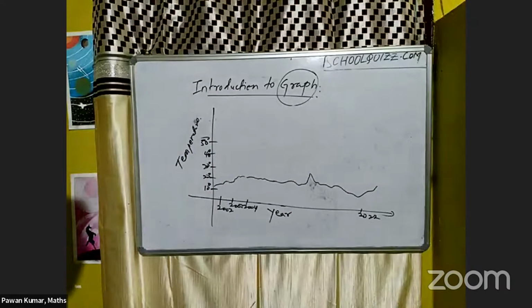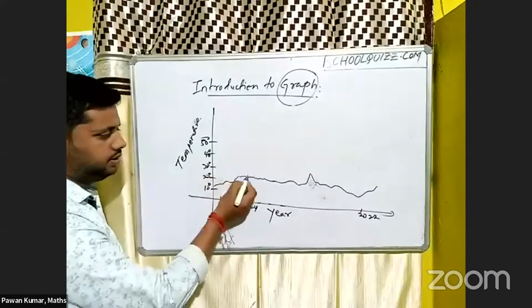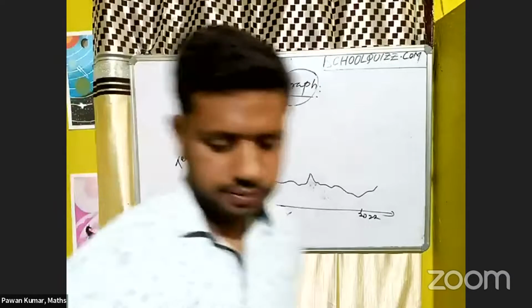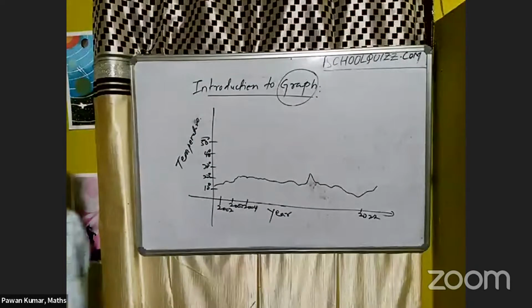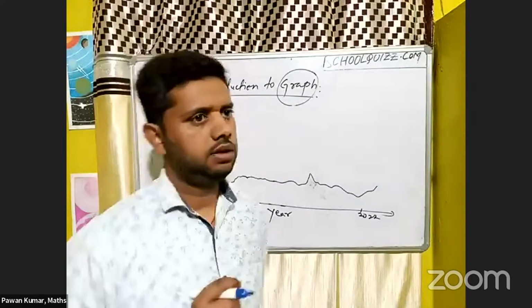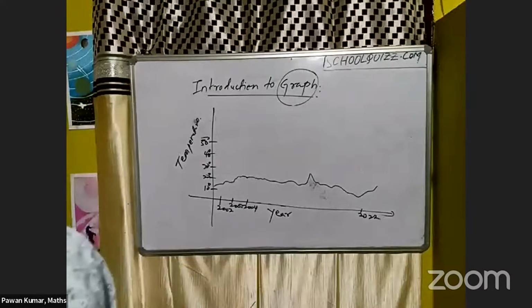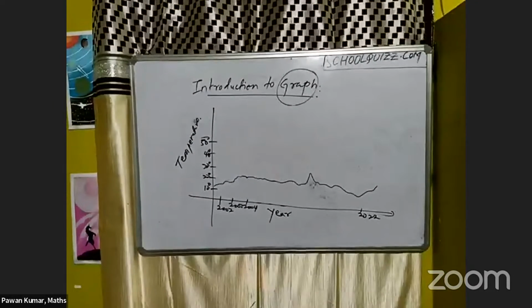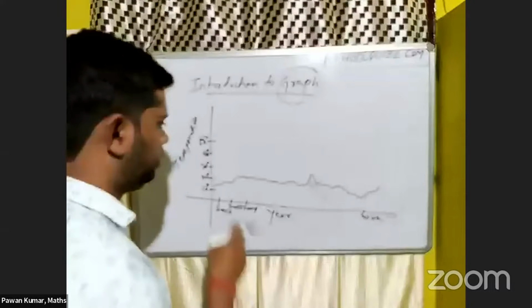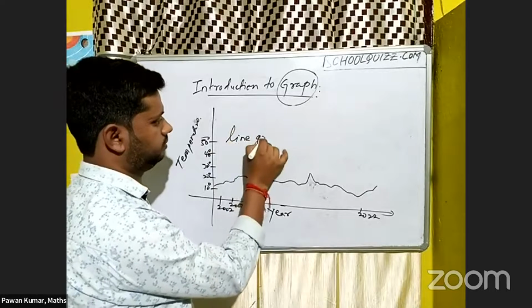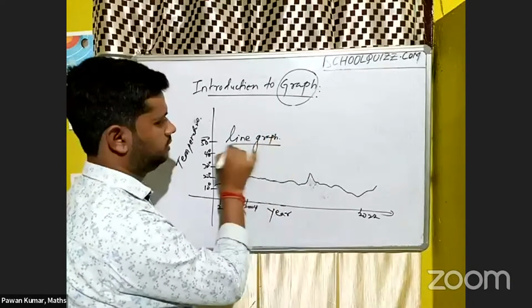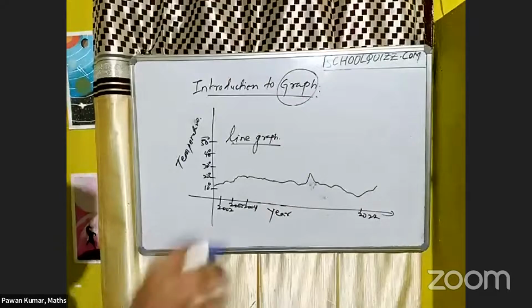So see, by seeing this graph, which graph is this? What is the name of this graph actually? Can you tell me the name of this graph? Rani, can you tell me the name of this graph? You said the line graph? Correct? So this is a line graph only, correct?